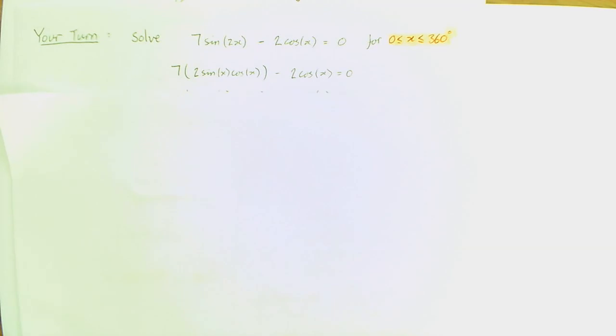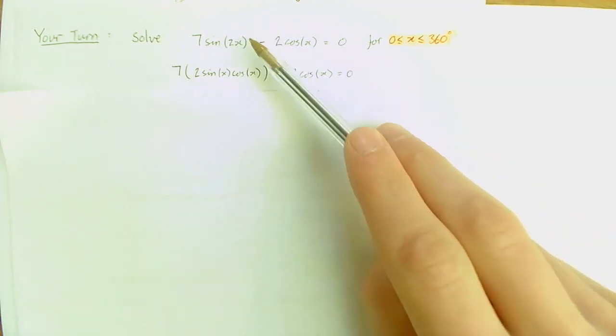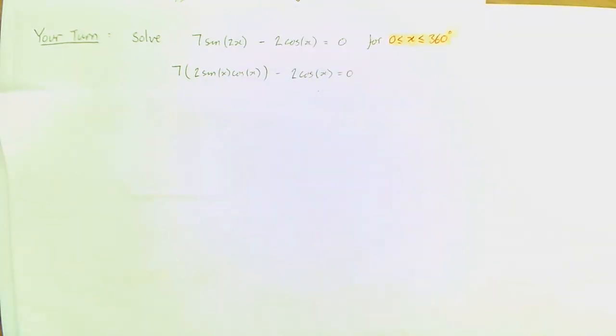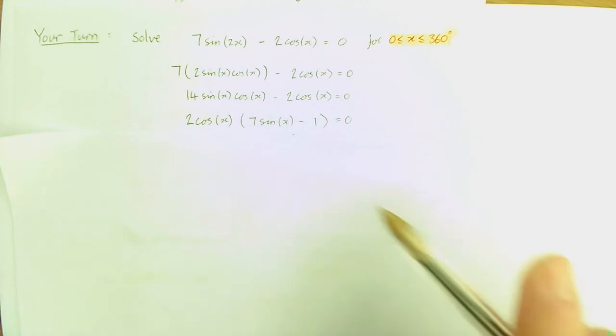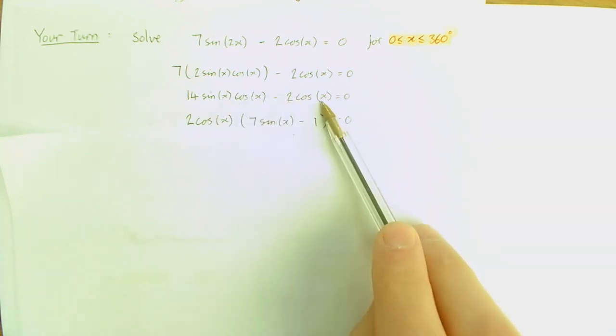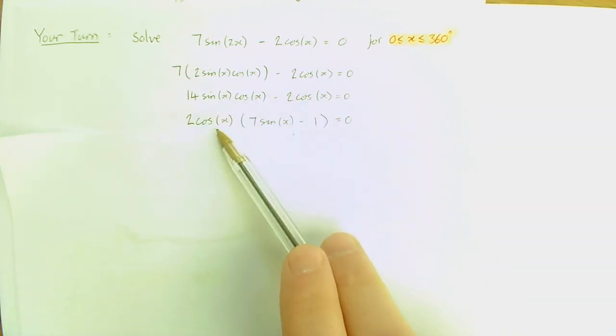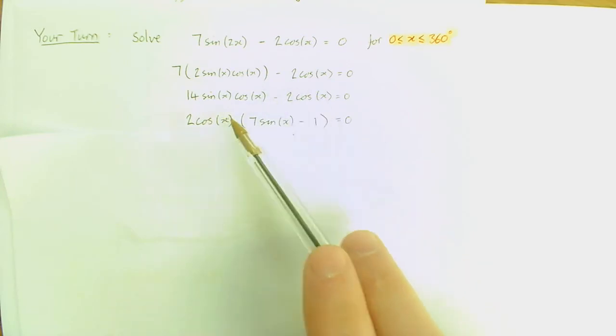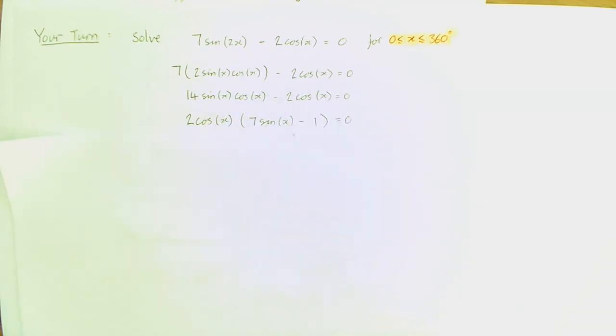Again, first thing we want to do is replace the sine 2x. We can replace it with 2 sine x cos x. Next thing we want to do is expand and simplify that. So there I'm doing that. And then I've got this equation and I factorize out a cos x, just like I did in the last one. So factorizing out a cos x.